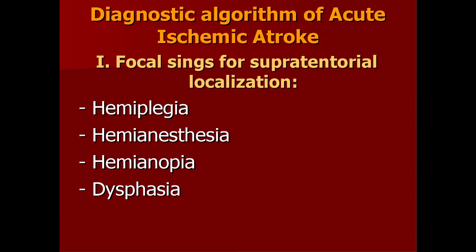Diagnostic algorithm of acute ischemic stroke. Sorry for the mistake. Focal signs for supratentorial localization will include hemiplegia if the motor center is affected, hemianesthesia if the sensory center is affected or the pathways, hemianopia if the visual pathways are affected, or in case of thalamus opticus, dysphasia if speech centers are affected.